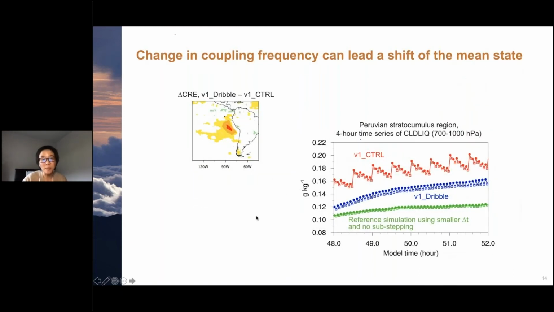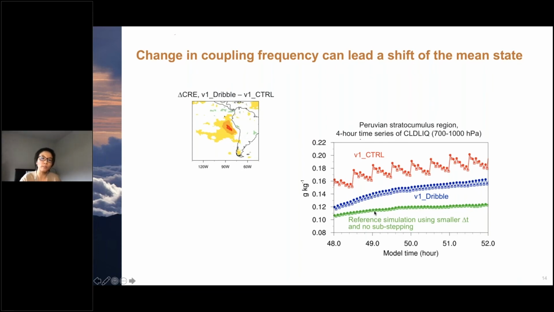But unfortunately, our model is quite nonlinear, as the atmospheric processes are quite nonlinear at many places. For example, in the subtropical stratocumulus regions, we realize that if we implement the tighter coupling, in addition to this reduction of the oscillation, we also see a systematic decrease of the cloud liquid content.